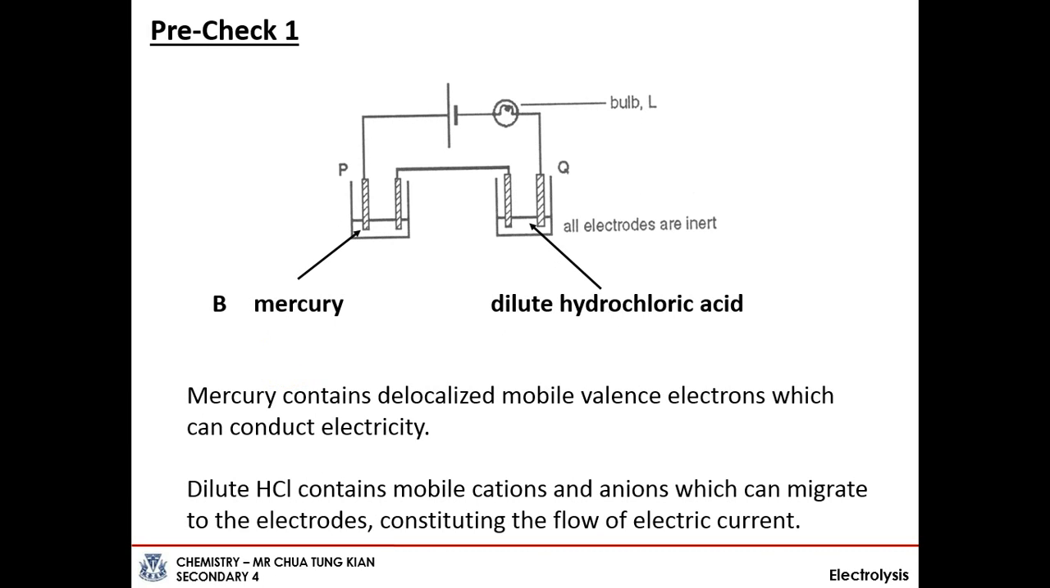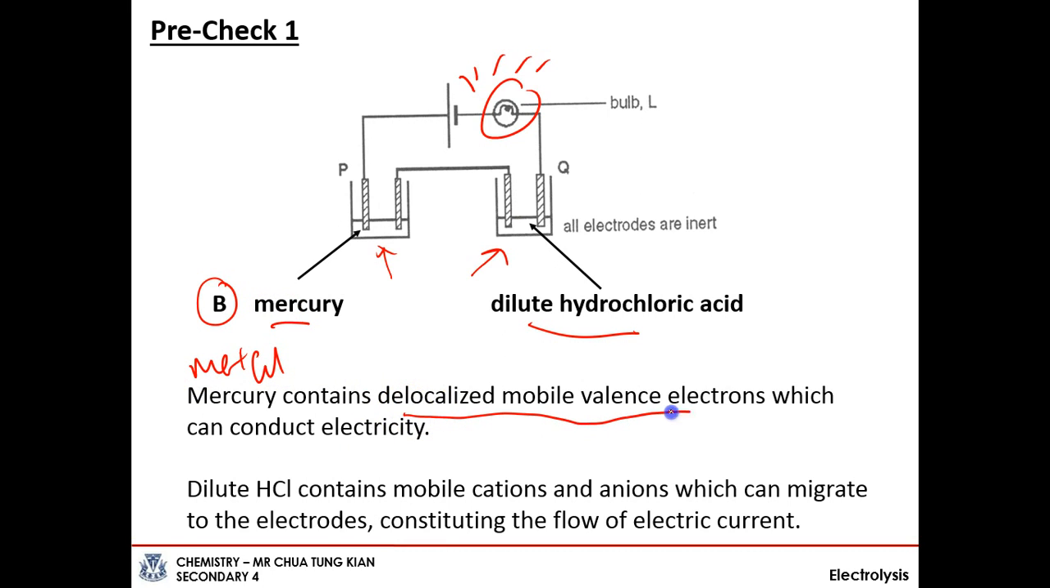The correct answer for this question is B, for mercury and dilute hydrochloric acid. Why? Because for the bulb to light up, there must be a current flow going through the entire electric circuit. So to do this, the two solutions here, or the two electrolytes here, must be able to conduct electricity. So if you look through all the options here, mercury can conduct because mercury is essentially a metal. So being a metal, it contains delocalized mobile valence electrons which can conduct electricity.